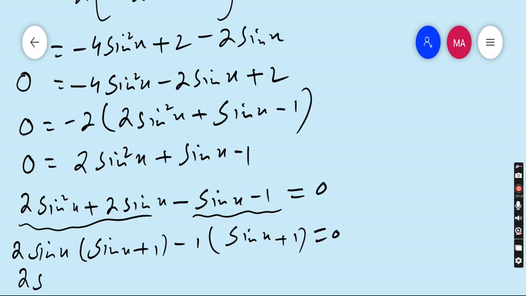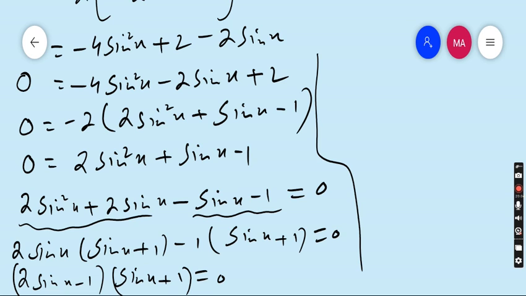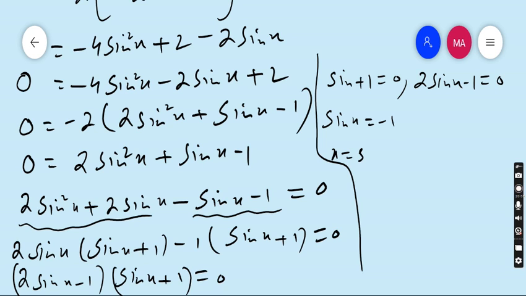So 2 sin x minus 1 times sin x plus 1 is equal to 0. So sin x plus 1 is equal to 0, or 2 sin x minus 1 is equal to 0. Sin x is equal to minus 1, x is equal to sin inverse minus 1.